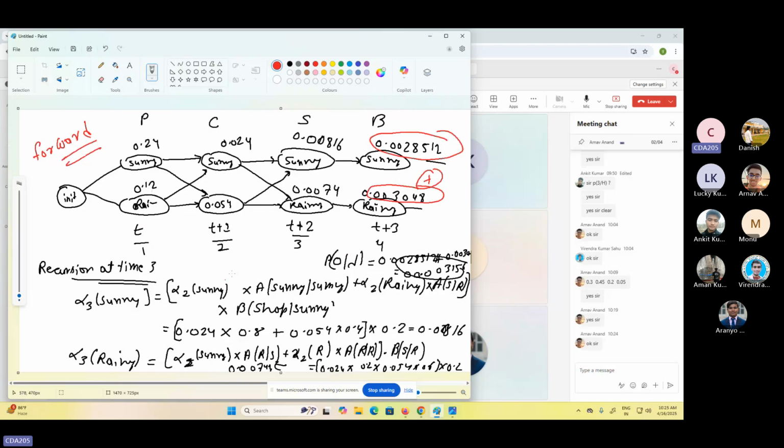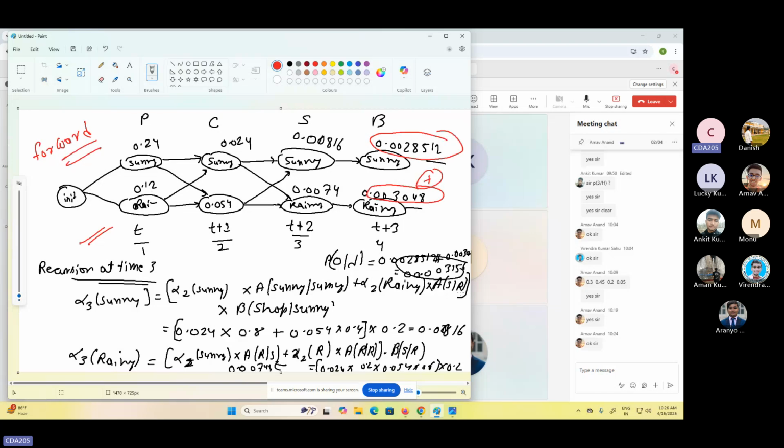Then we have the recursion at t equal to 2, recursion at t equal to 3, recursion at t equal to 4. And whatever the value came at 4, the probability of the observed sequence with the given HMM model, we have to sum both the probability. That is 0.0028 and 0.0030. So this is the final probabilities there. Okay. Any more doubts?